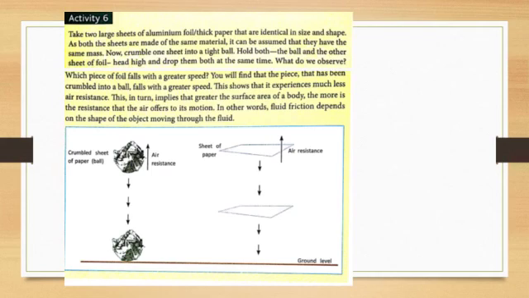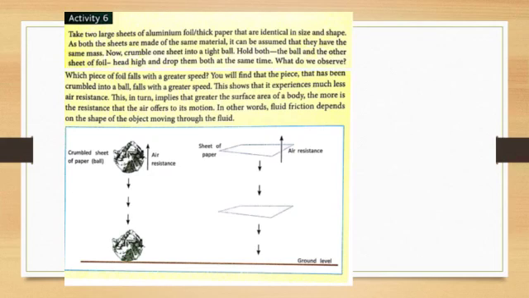Now hold both the ball and the other sheet of foil at head height and drop them both at the same time. Then we will observe which piece of foil falls with greater speed. We will find that the crumpled sheet falls with a greater speed. This shows that it experiences less air resistance because it has less area of contact with air.